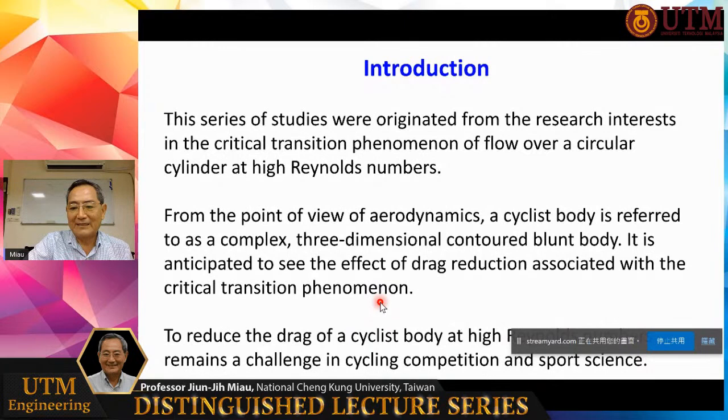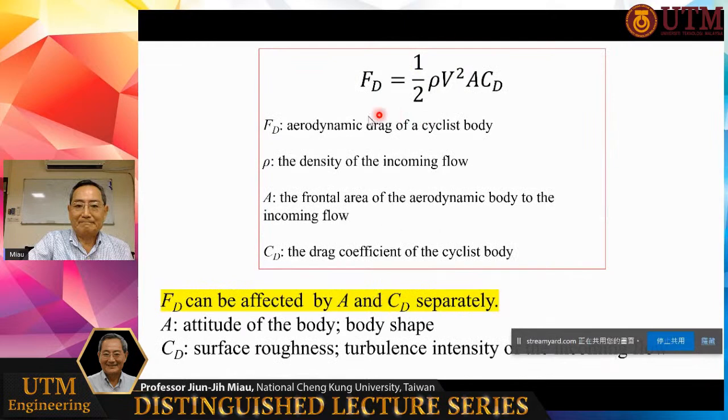So speaking of aerodynamic drag, we know very well this drag force can be expressed in terms of the density of the flow, the incoming reference velocity, and the area which represents the object. Here we are interested in the cyclist body. Actually, it's the frontal area of the aerodynamic body. And C sub D represents the drag coefficient.